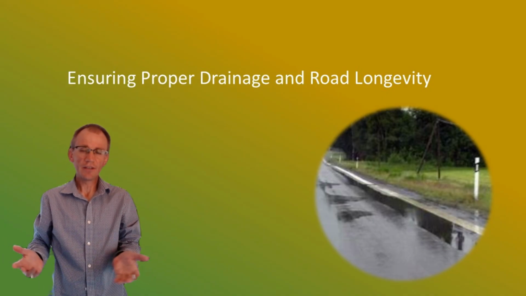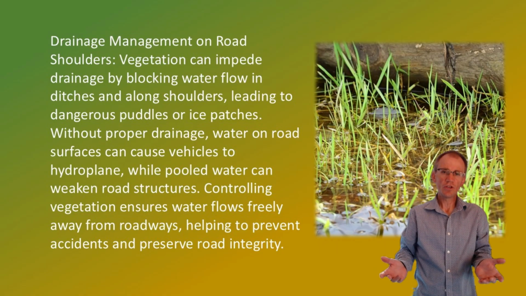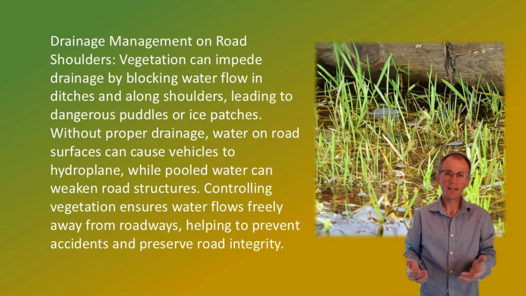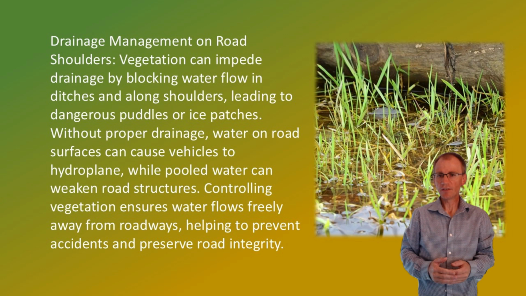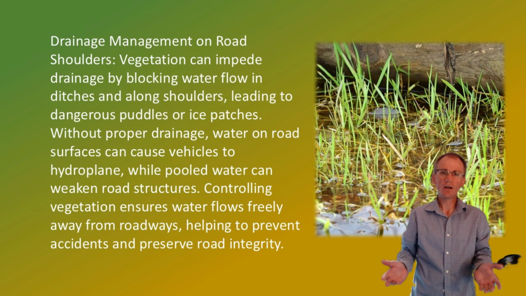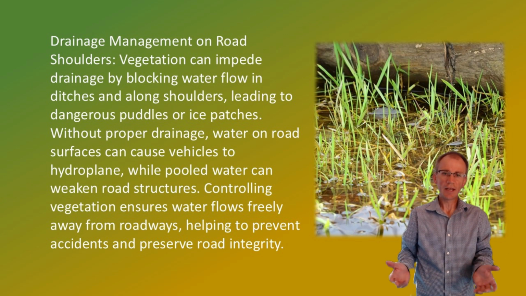Ensuring proper drainage and road longevity. Drainage management on road shoulders. Vegetation can impede drainage by blocking water flow in ditches and along shoulders, leading to dangerous puddles or ice patches. Without proper drainage, water on road surfaces can cause vehicles to hydroplane, while pooled water can weaken the road structures. Controlling vegetation ensures water flows freely away from roadways, helping to prevent accidents and preserve road integrity.